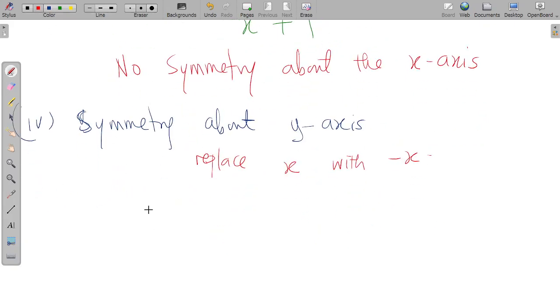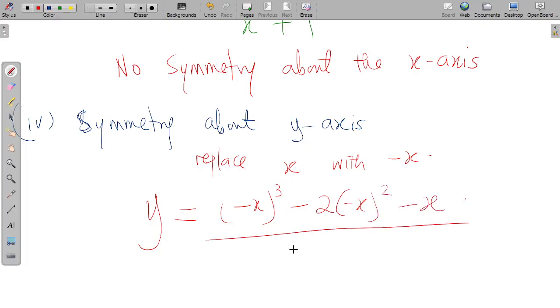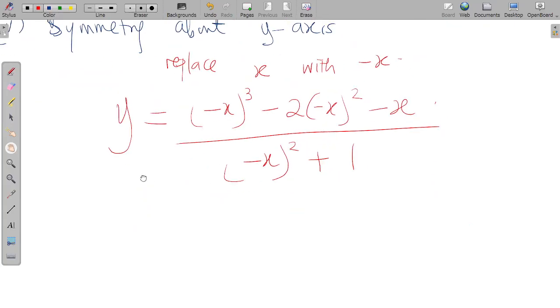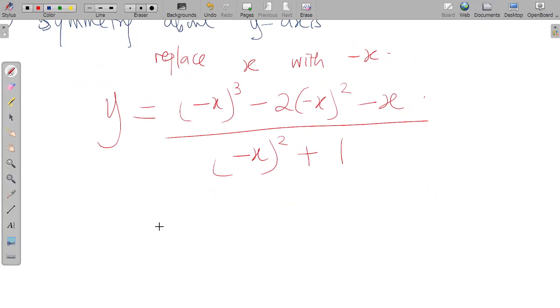So we are going to be having y equals negative x raised to power 3 minus 2 negative x raised to power 2 minus negative x, all over negative x raised to power 2 plus 1. Okay, let's try to simplify that and see if we are going to get our original equation.